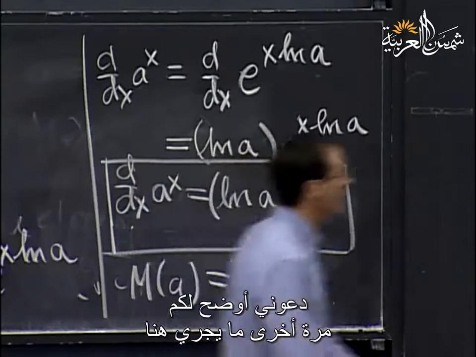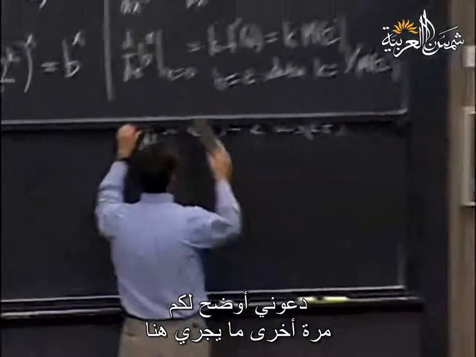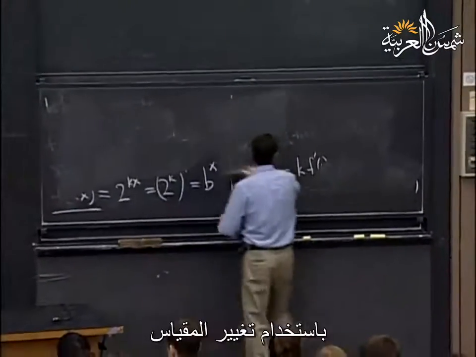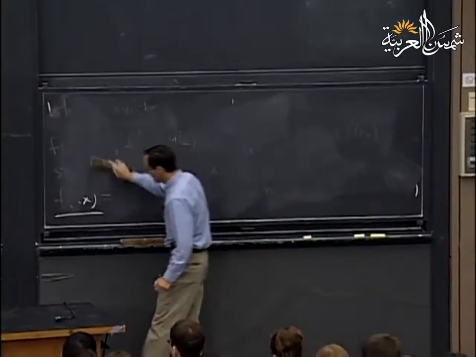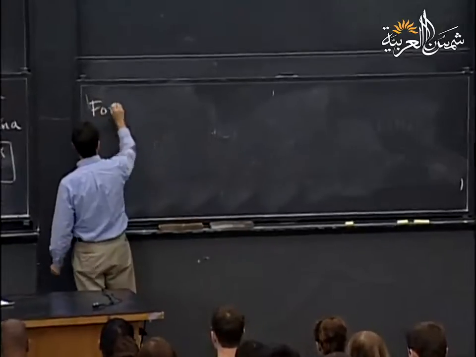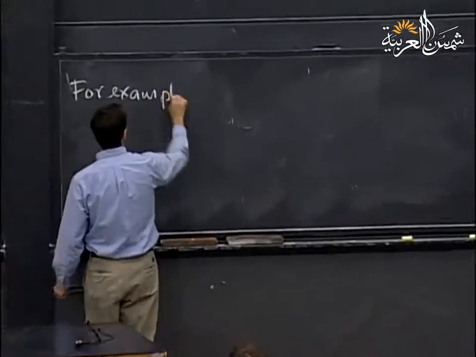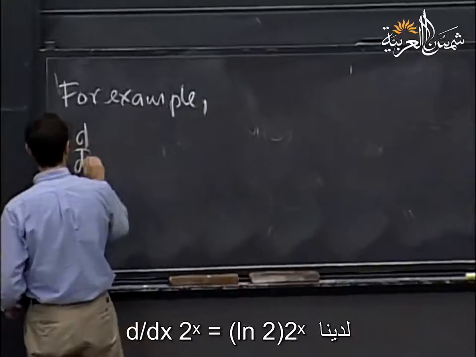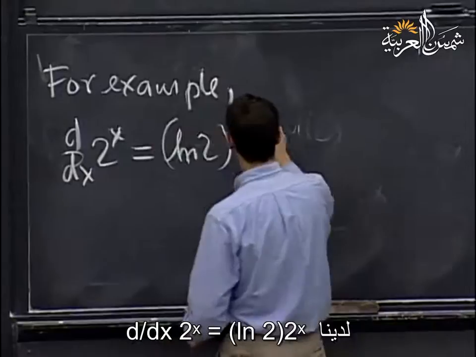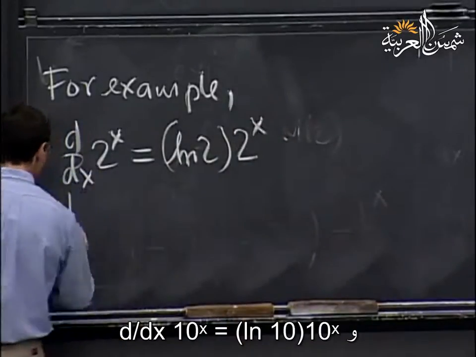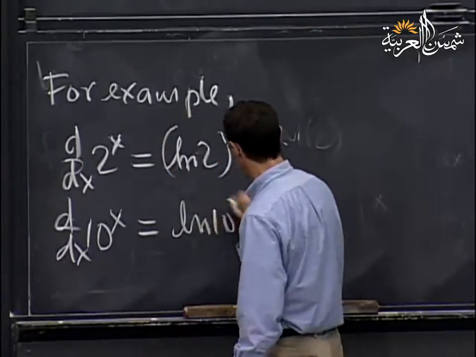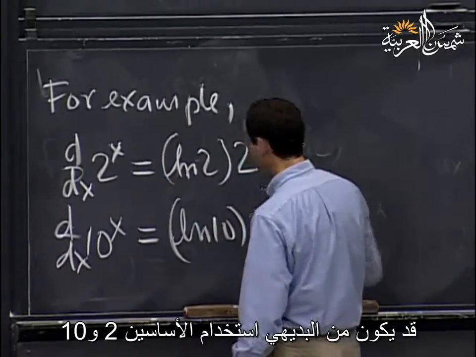Now, let me emphasize to you, again, something about what's going on here, which has to do with scale change. So, for example, the derivative with respect to x of 2 to the x is log 2 times 2 to the x. The derivative with respect to x, these are the 2 most obvious bases that you might want to use, is log 10 times 10 to the x.